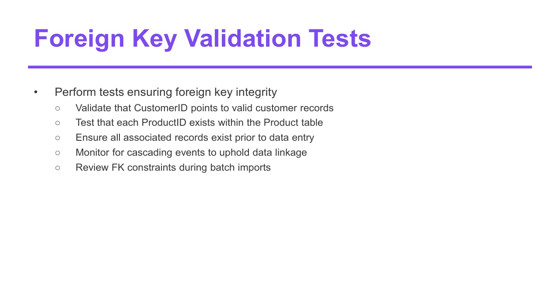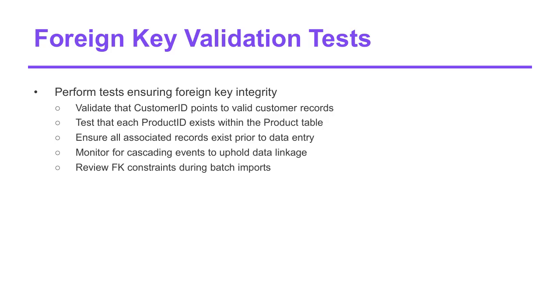To maintain foreign key integrity, it's important to validate that the customer ID always refers to an existing customer record, ensuring no references to non-existent customers. Similarly, each product ID must be verified to confirm it exists in the product table. Before entering any new data, we need to check that all related records are already in place to avoid orphan references. Monitoring for cascading events is also essential, as these help keep data linked correctly when changes occur.